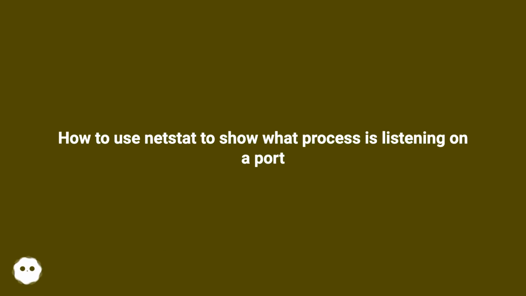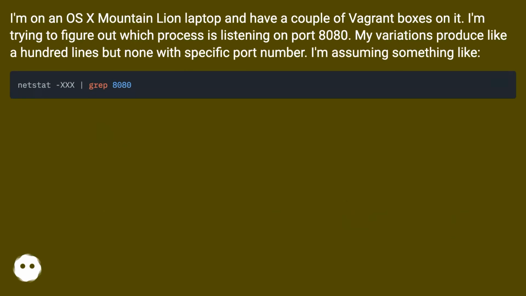How to use Netstat to show what process is listening on a port. I'm on an OS X Mountain Lion laptop and have a couple of Vagrant boxes on it. I'm trying to figure out which process is listening on port 8080. My variations produce like 100 lines but none with the specific port number.